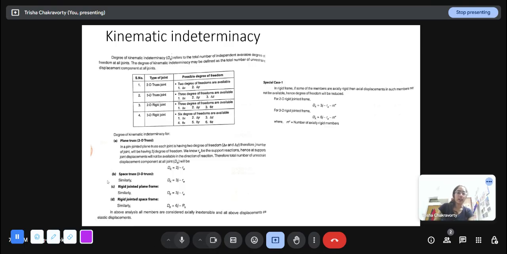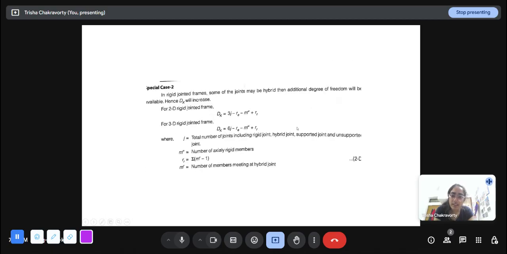If one member is actually rigid in a rigid frame, then I have to subtract the number of rigid members from my DKI, so m dash, m double dash. There's another special case, that in rigid jointed frames some of the joints may be hybrid, like internal hinges, so an additional degree of freedom will be available.